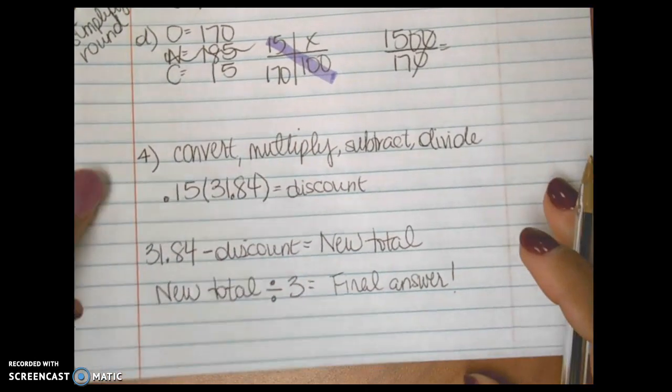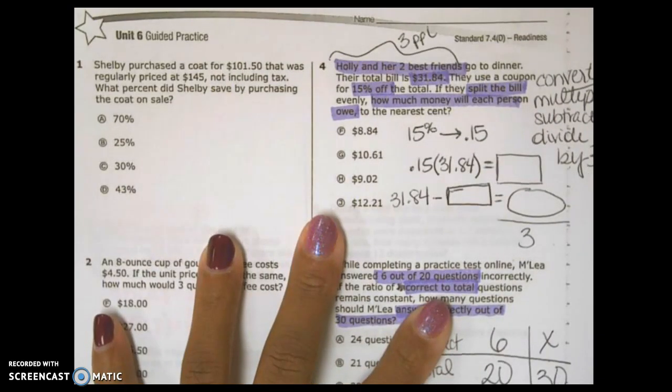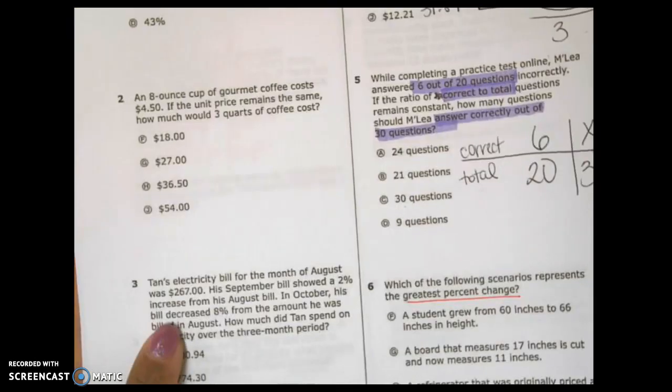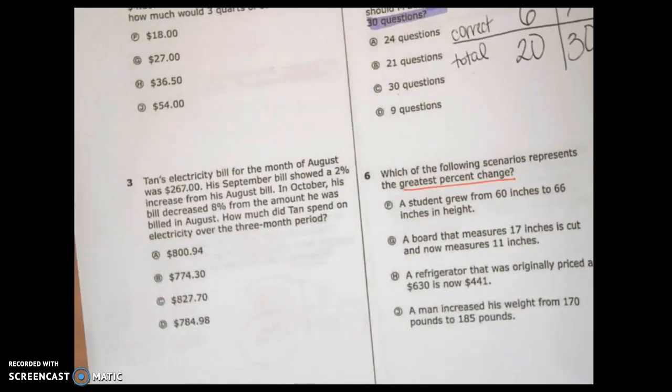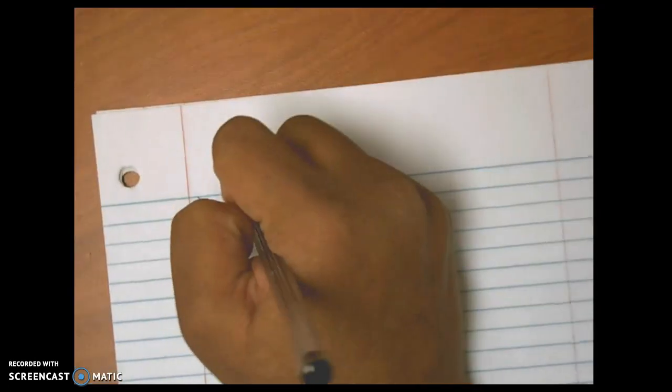Let's go to number 3 with Tan and his electricity. Notice that I'm showing my work on separate paper because this paper does not allot me the space that I need to show all of the work for solving each question. So number 3, I'm not even going to look at this because it's just that detailed. And remember, I said it's several steps. So let's talk about Tan.